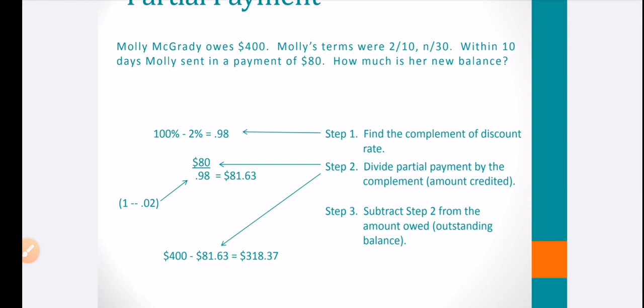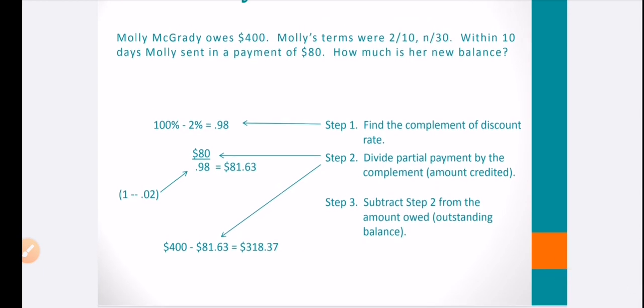So I pay 80, but actually I paid 81.6 because they gave me a discount, and this discount I paid also as part of the original amount, which is 400. So I pay 80, but originally I paid 81.63. So the rest of the amount will be 400 minus the amount that I already paid, which is 81.63. So the rest of the amount will be 318.37.